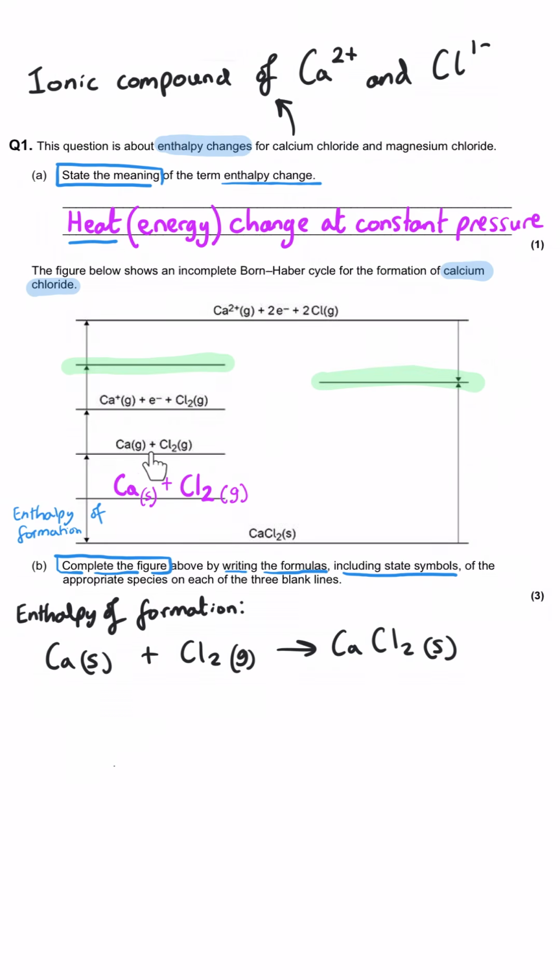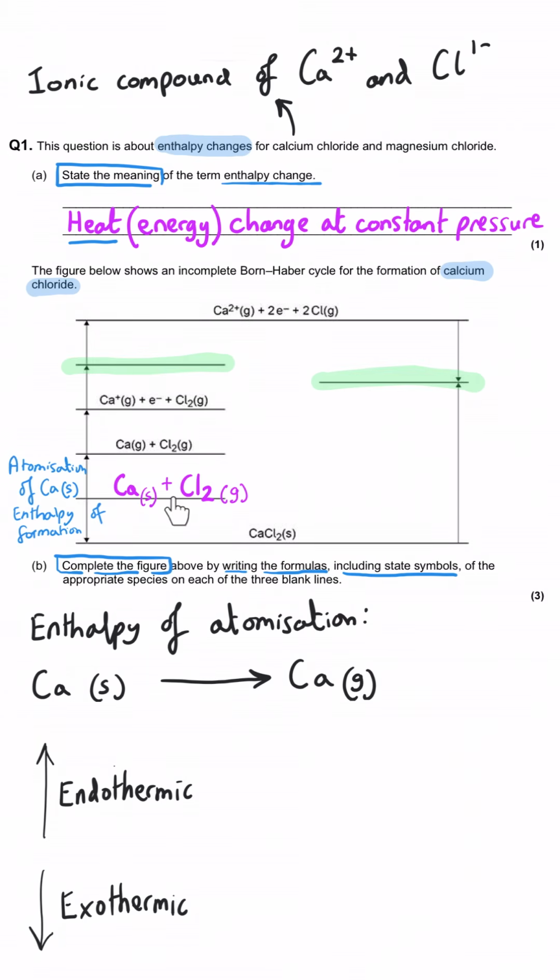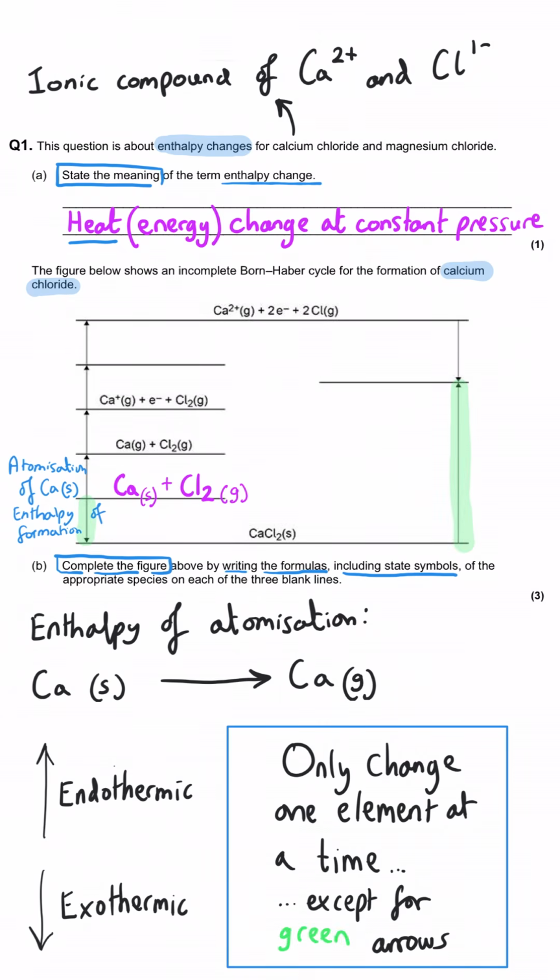And we can sort of take our lead from the line above, but it does need to be changed slightly. So calcium solid, chlorine gas. And so then this arrow, which is going upwards, that means this is an endothermic change, whereas the one going down was exothermic. This arrow, where we're changing our calcium solid into calcium gas, that is the enthalpy of atomization of calcium. And you'll notice that the chlorine, Cl2, hasn't changed. And that's one of the rules here for Born-Haber cycles. You only change one thing at a time, so you can isolate the particular enthalpy change that is occurring.